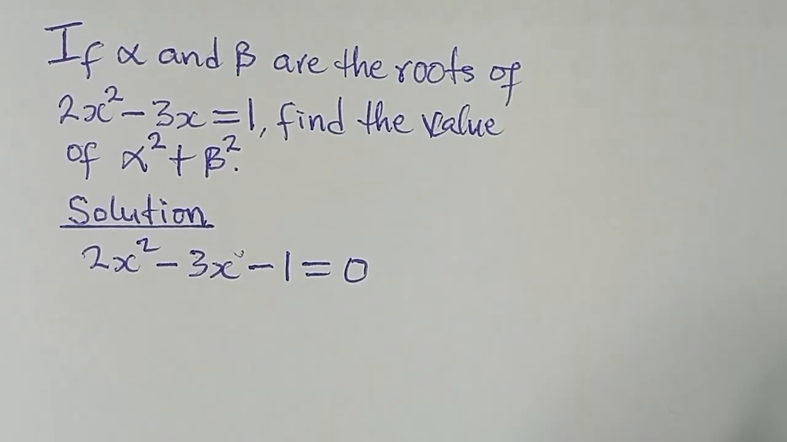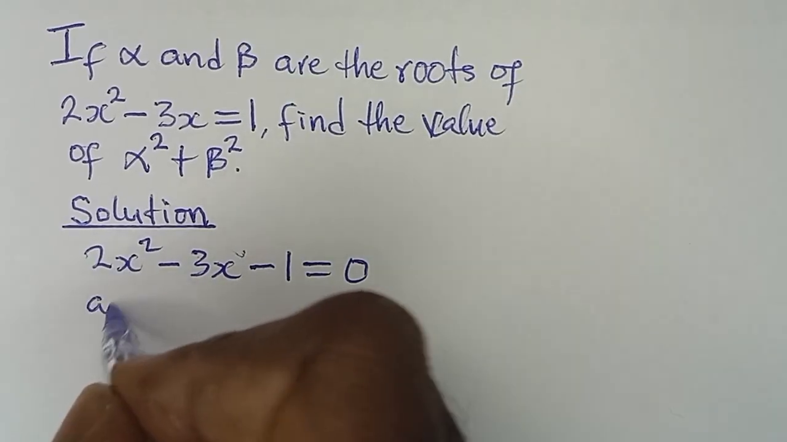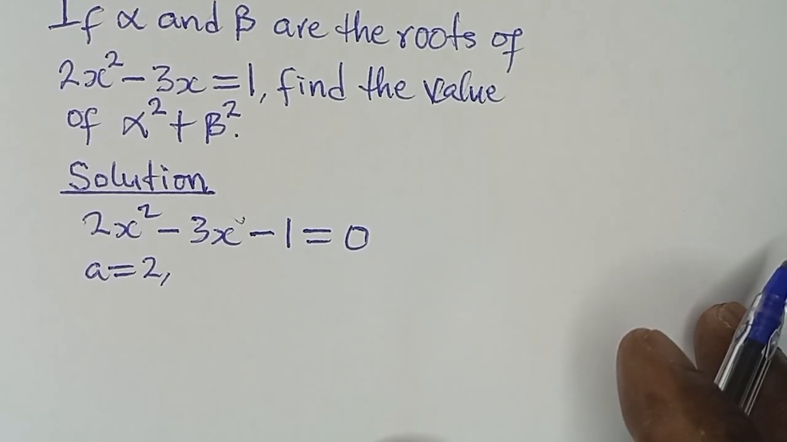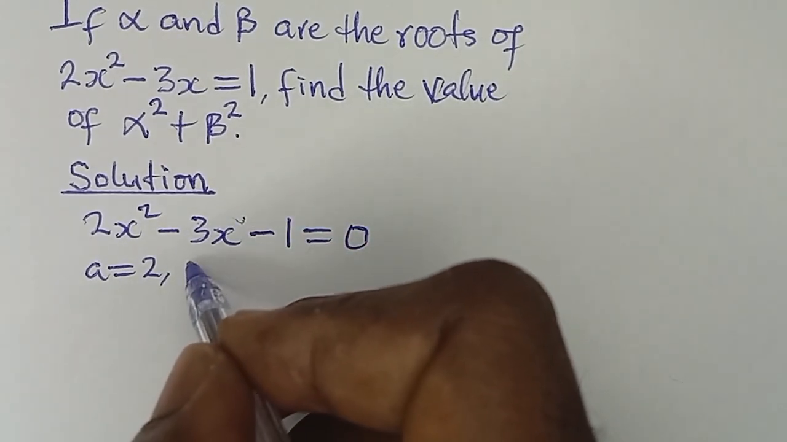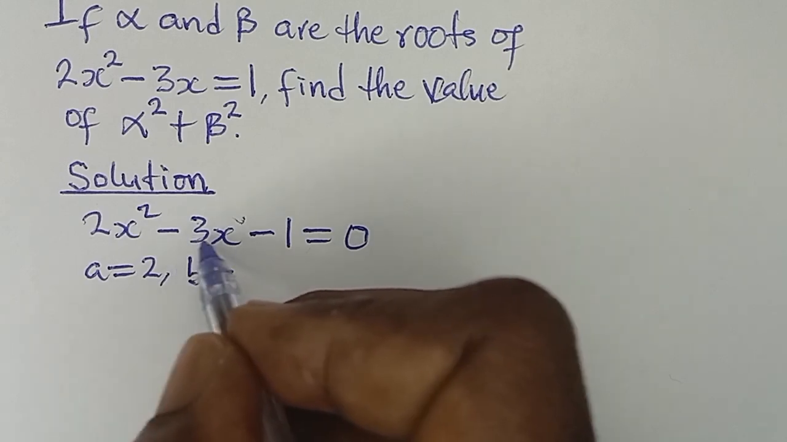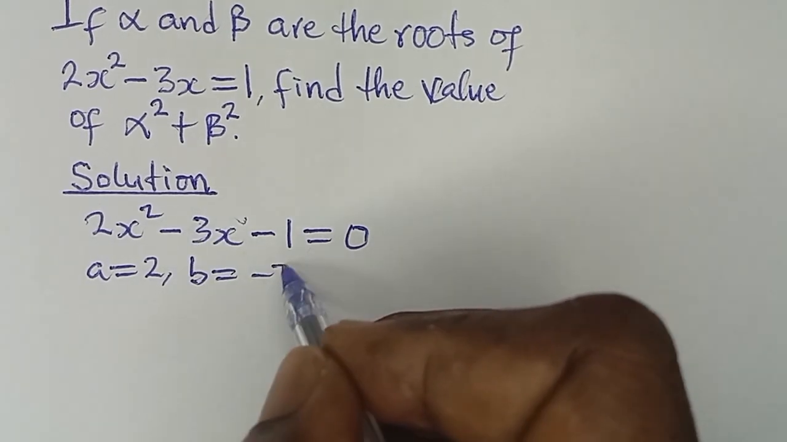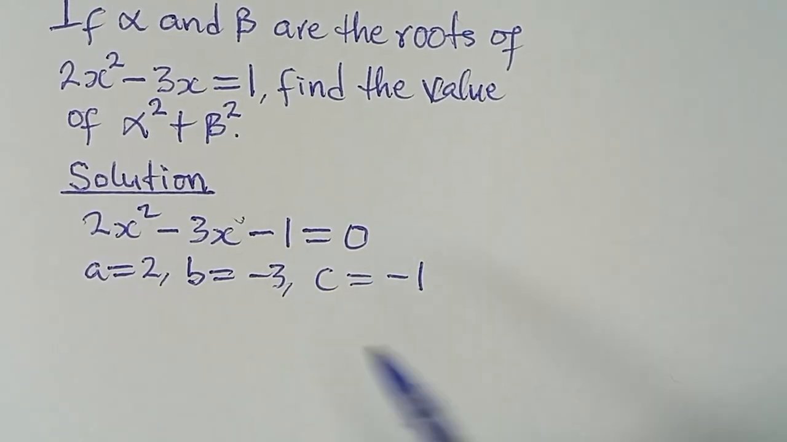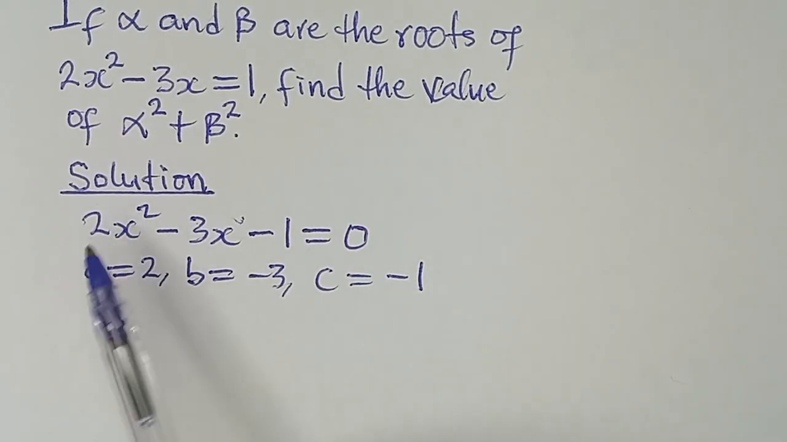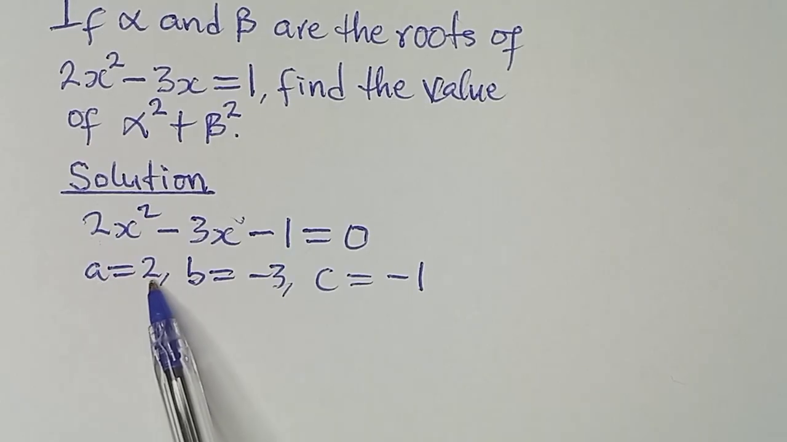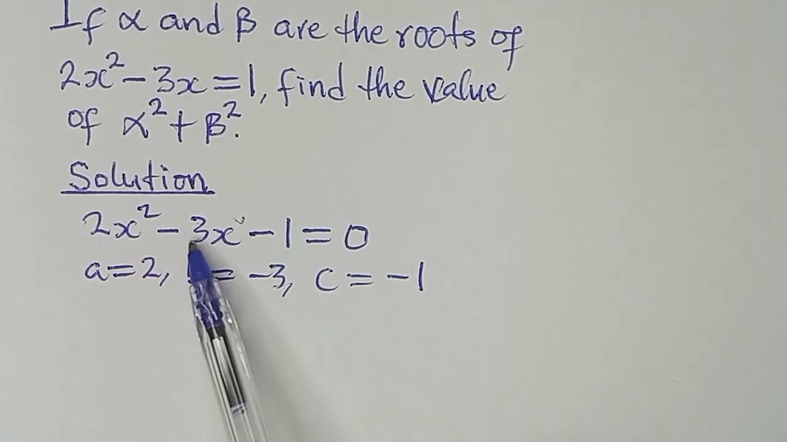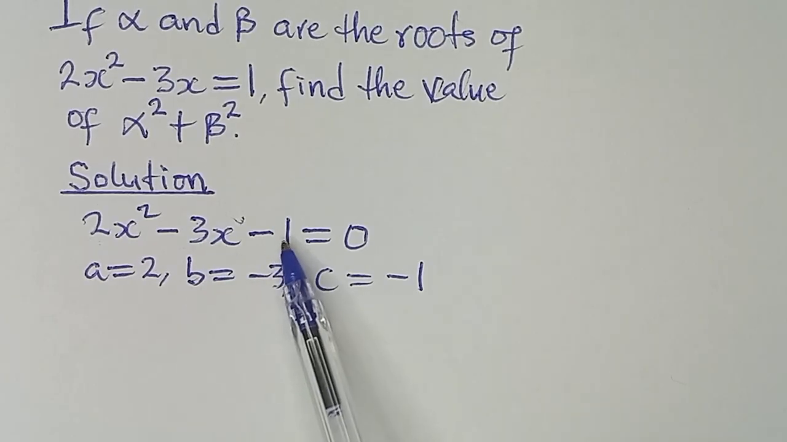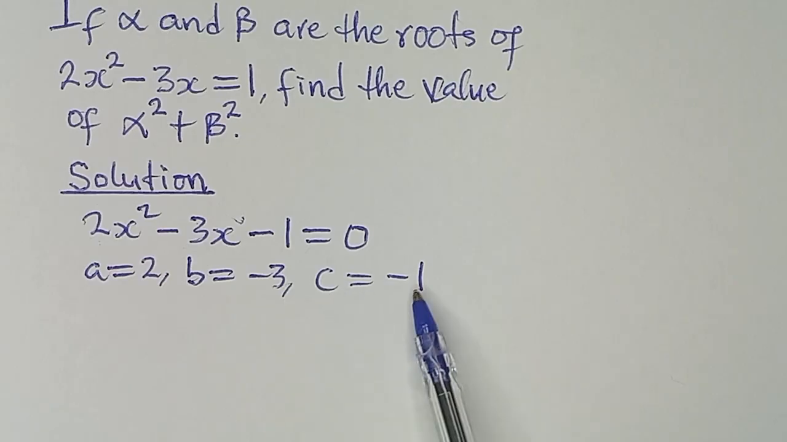Now, in this quadratic equation, you agree with me that A is equal to this number here, which is 2. B is equal to the coefficient of x, which is negative 3, and C is equal to the constant number, which is negative 1. So in a quadratic equation, the coefficient of x squared is the value A. The coefficient of x, that is the middle number, is the value of B, and the constant number without any x is the value of C.